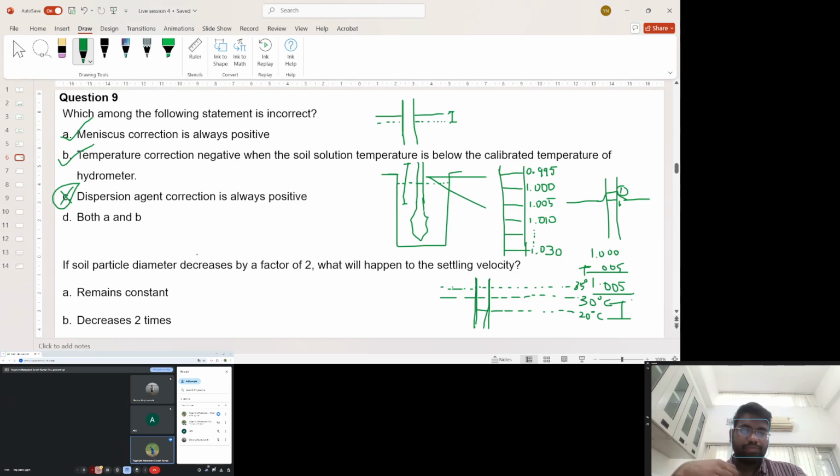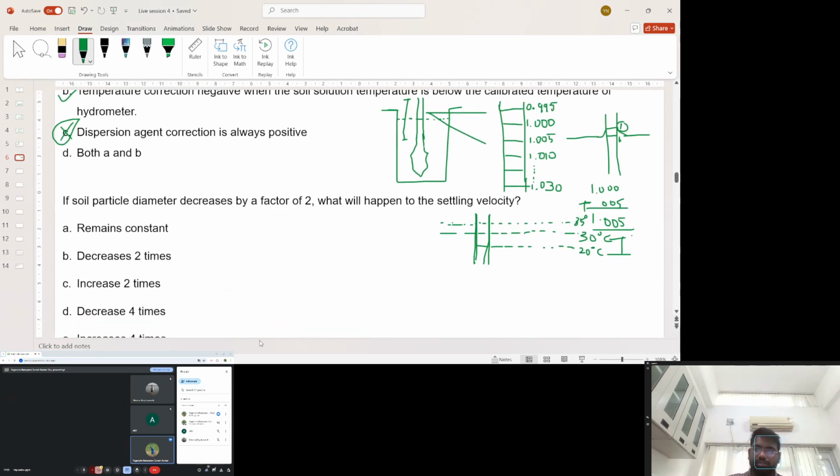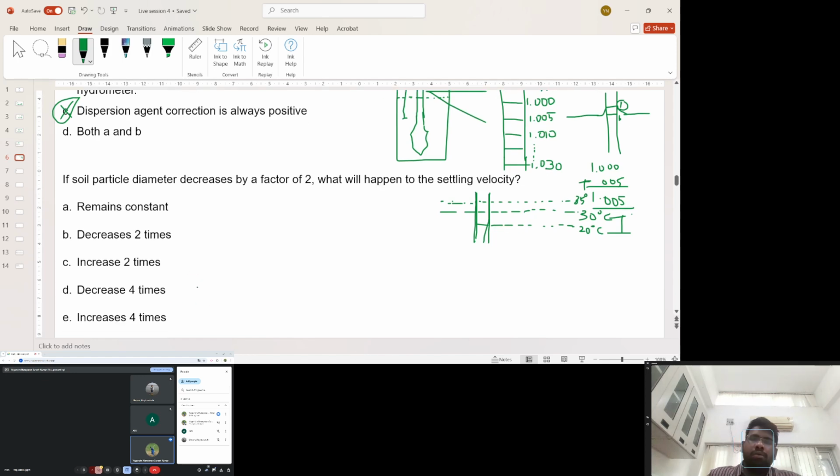And coming to the next question. If the soil particle diameter decreases by a factor of 2, what will happen to the settling velocity?